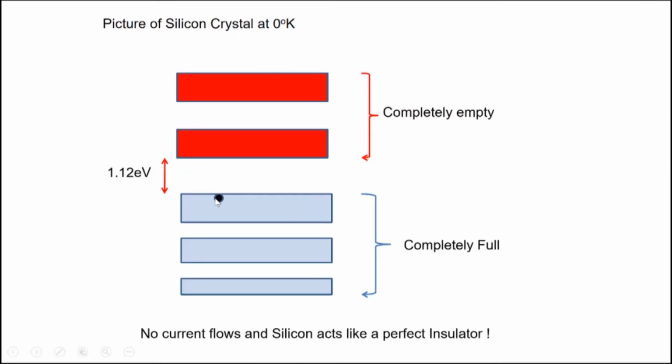Now you may be wondering, is it possible that I can take an electron from the valence band to the conduction band? Well, we are talking about 0 degrees Kelvin, so there's not enough thermal energy available to do that. And the typical electric fields that we apply are not enough to rip an electron off and put it into the conduction band. So this kind of ionization process is also not likely to occur under typical fields. That's why a silicon crystal at 0 degrees Kelvin acts as a perfect insulator.